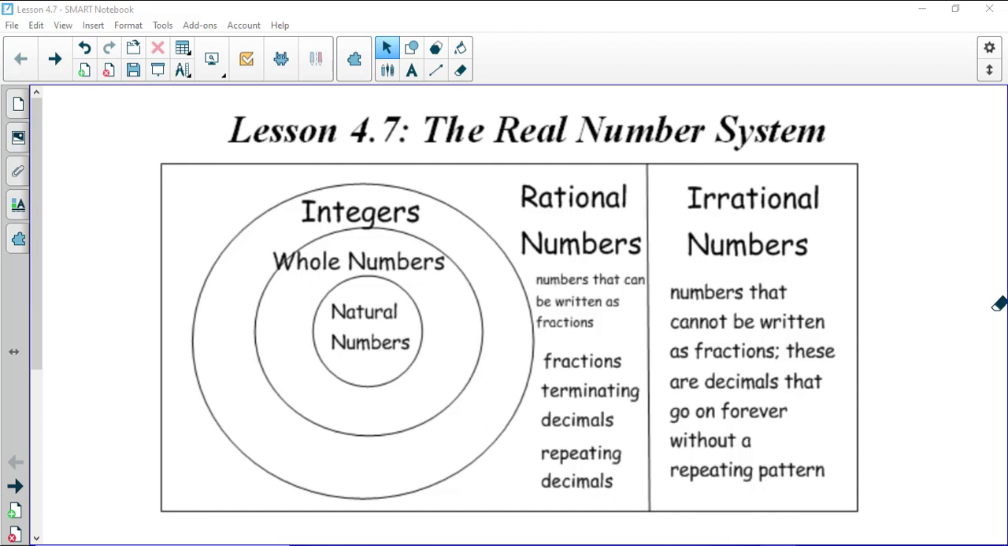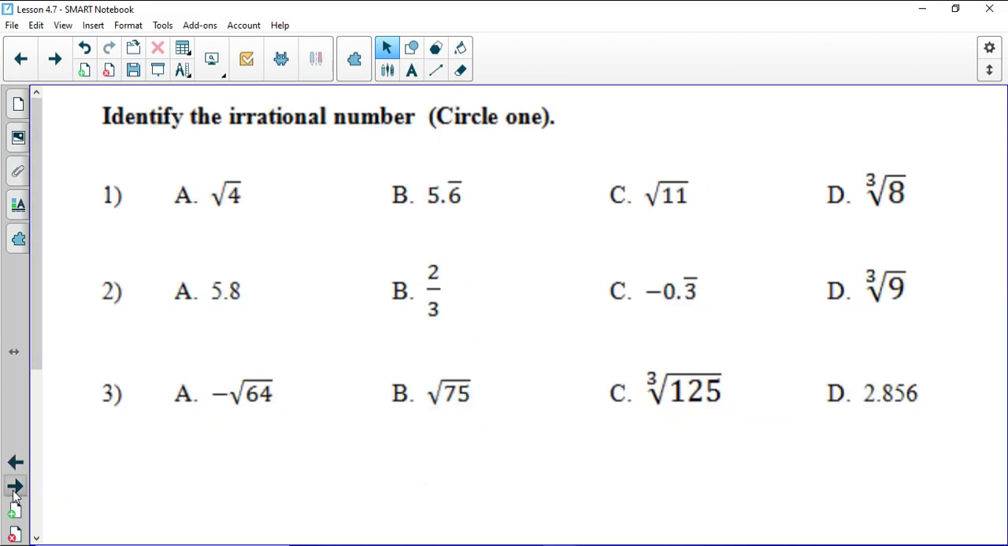So again, it's important to keep in mind a number is either going to be rational or irrational. Once it's a rational number, it could also be either an integer, whole number, natural number, or any of those as well. But if it's irrational, it can't be included in the set of integers, whole numbers, or natural numbers. And again, we talked about those numbers before, but it's been a while. So let's identify some irrational numbers here from our sets that we have.